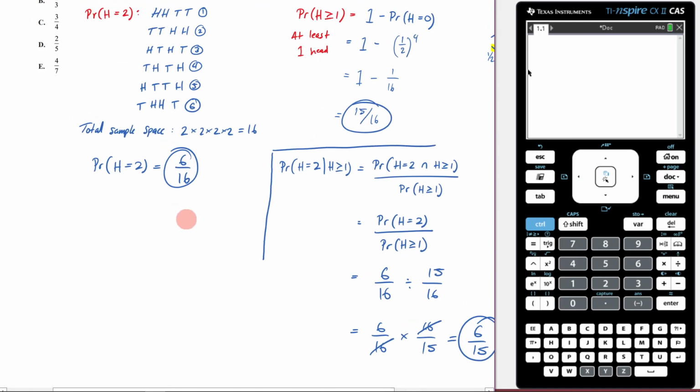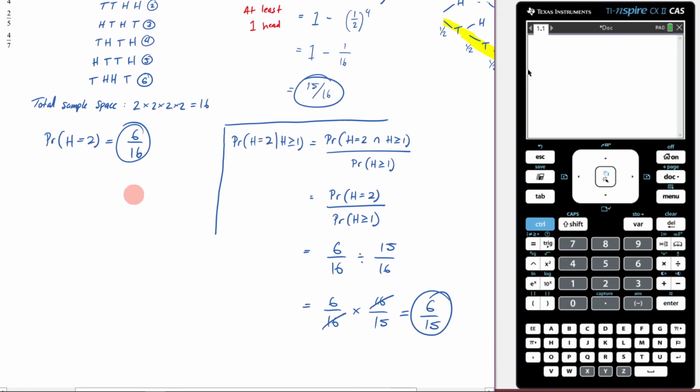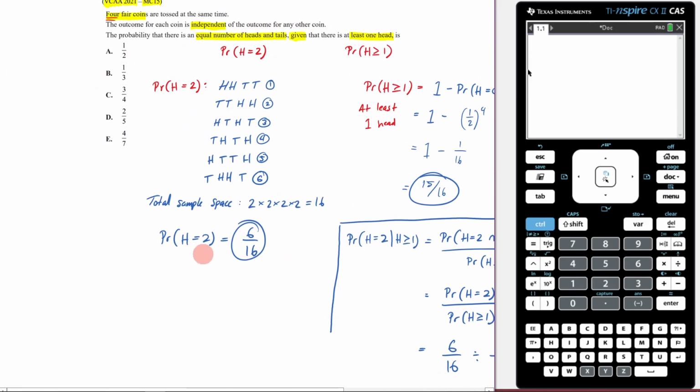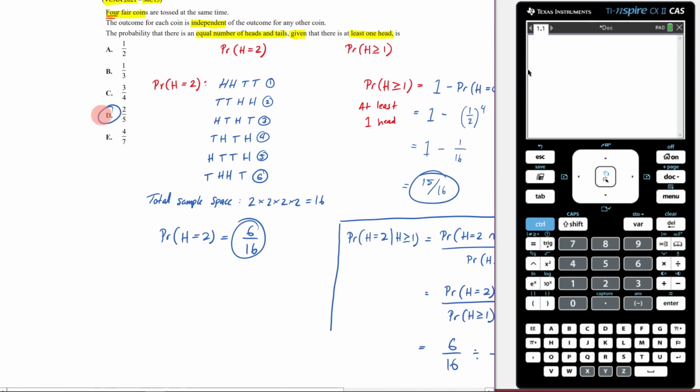Let us hope that is one of the answers. Actually, we should simplify this, because both of those can be divided by 3, in which case 6 divided by 3 is 2, and 15 divided by 3 is 5. So my answer should be 2 on 5. We come over here now, and would you look at that? That's our answer, 2 on 5.